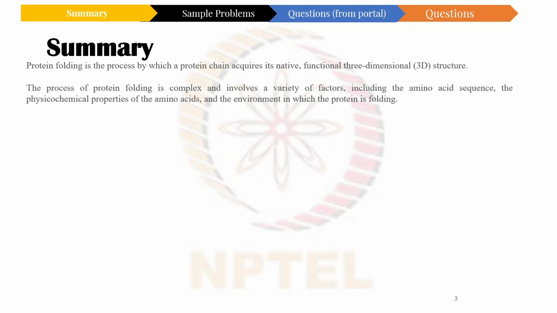The process of protein folding is complex and involves a variety of factors including amino acid sequence, physiochemical properties of amino acids, and the environment in which the protein is folding. For example, globular proteins have an environment of water, whereas membrane proteins have an environment of lipid. So generally the protein folding process can be divided into three stages: primary, secondary and tertiary structure formation.